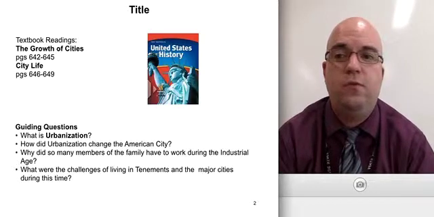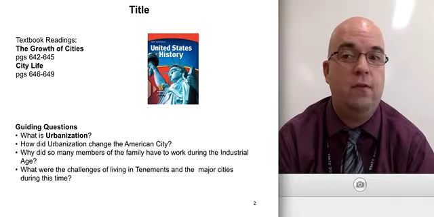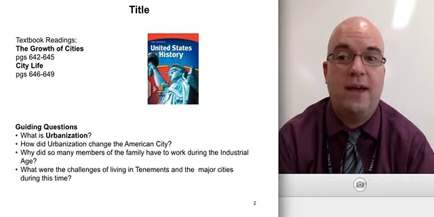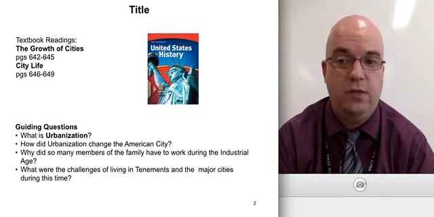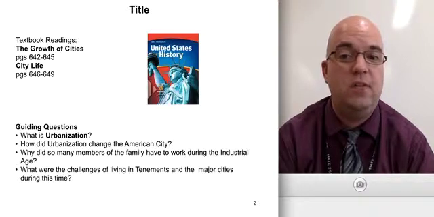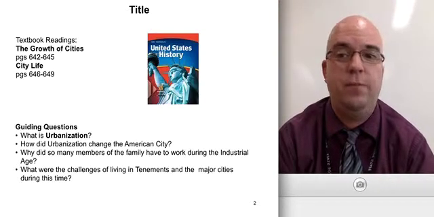So here we go. The textbook readings come to us from two sections in the textbook, pages 642 to 645, the growth of cities, and then city life, pages 646 to 649. The guiding questions are, what is urbanization? How did urbanization change the American city? Why did so many members of the family have to work during the industrial age? What were the challenges of living in tenements in the major cities during this time period?